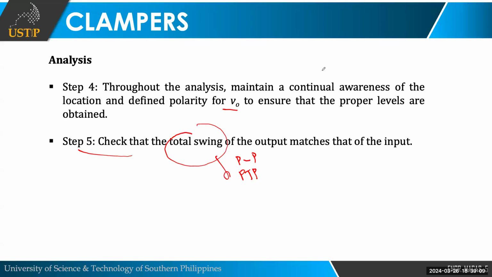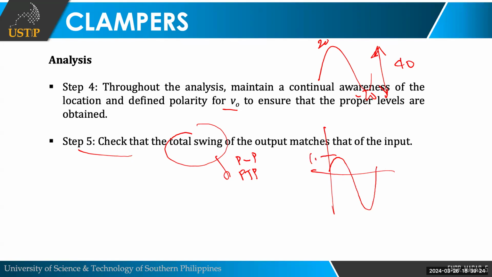So for example, your peak-to-peak sinusoidal is 20 volts to negative 20. So your peak-to-peak will be 40, right? So your clamper, class, it could be shifted. It could be from 10 to negative 30. Or shifted down, it's 20 to negative 20. But look, class, the output swing, or the peak-to-peak measurement, is still 40. So that's what we will look at. I'll make sure that it matches.